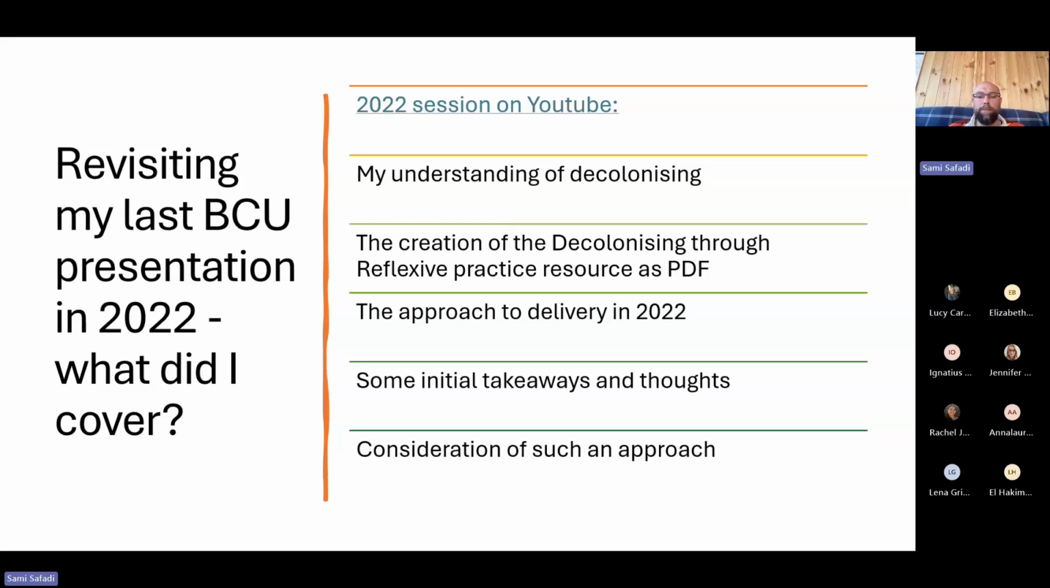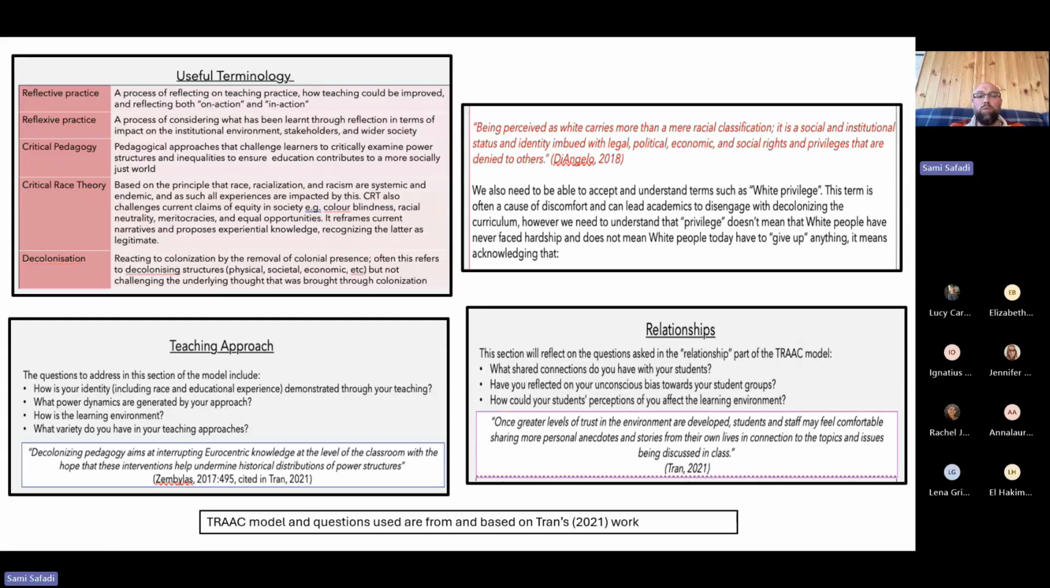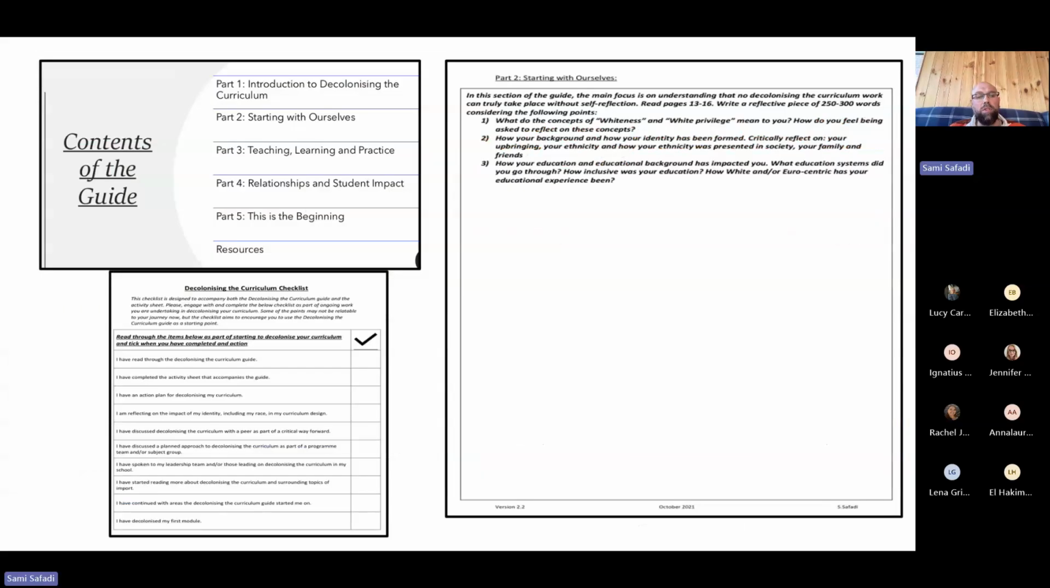And what the resource looked like 2 years ago was this. It was a PDF. We had the 5 areas of the guide, this PDF resource, and that had content which looked like this. So some quotes, some questions, some text, and then at the end, a checklist, just as a prompt of, have you done this? Have you taken this away? Have you understood this?